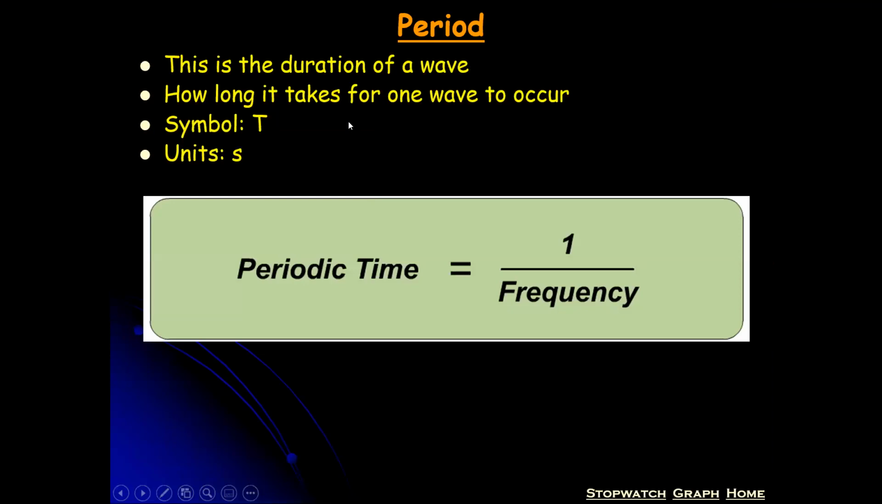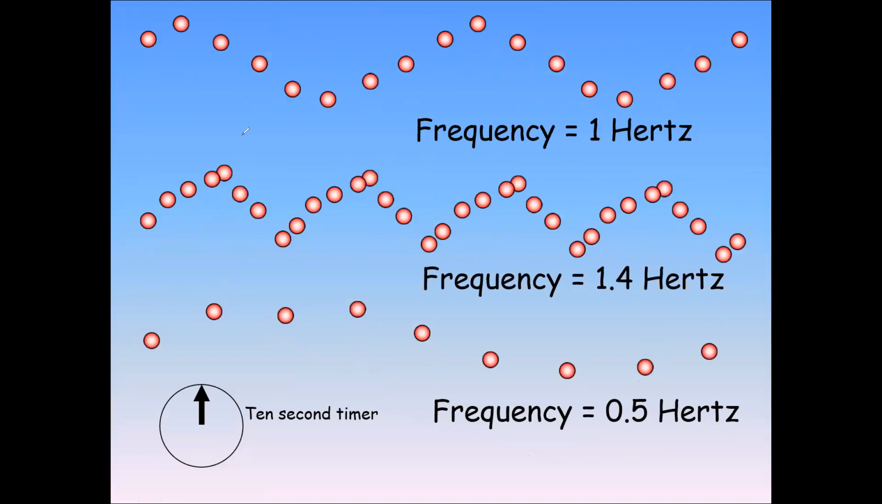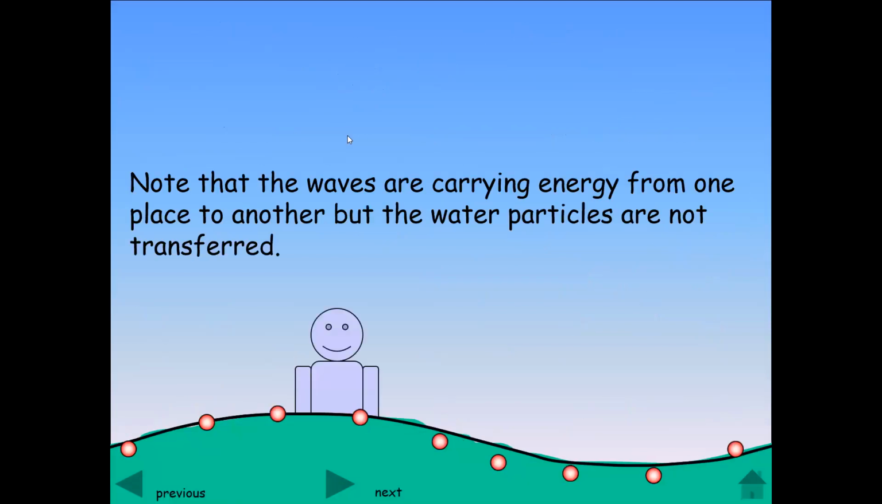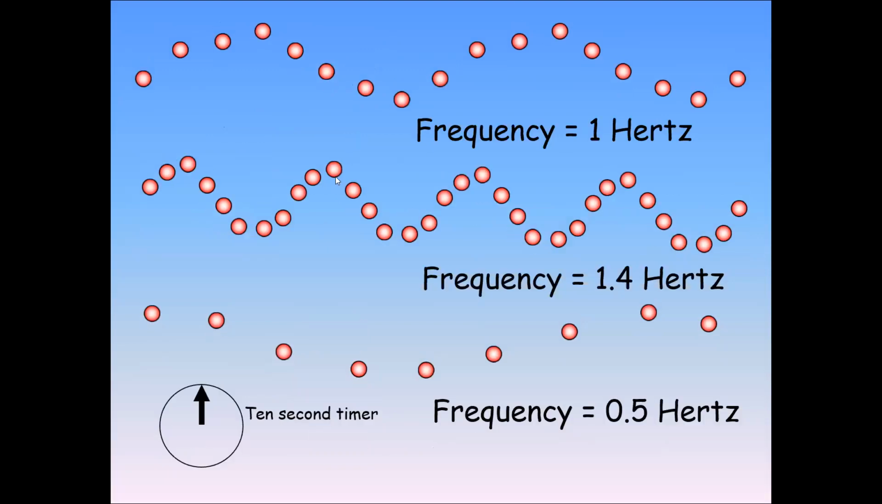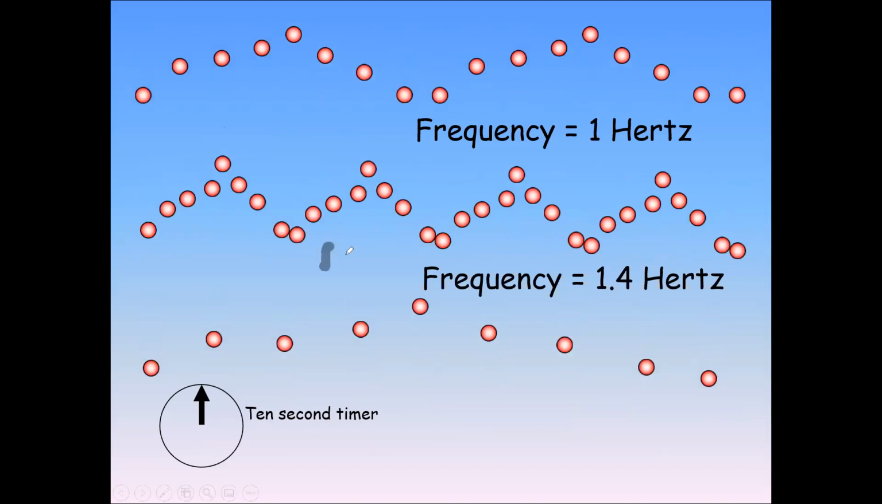The term time period means the time to complete one vibration. So in this picture, as you can see, it was having 10 vibrations in 10 seconds, so we got the frequency. But how much time will one vibration take? When we take the reciprocal, the total time divided by vibrations, we will get the time period. So the wave which has a higher frequency, more vibrations per second, will have a shorter time period. So frequency and time period are inversely proportional to each other.